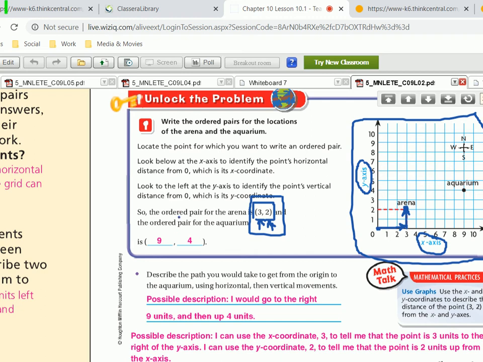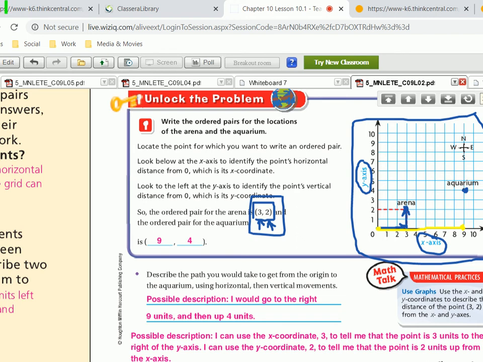Okay, next it wants us to describe the point aquarium. How can we determine the location of the aquarium here? Firstly, you have to move from 0. So let's change the color. We have to move from 0. First you move to the right, so every time firstly you move to the right, then go up. So move to the right to the number below the aquarium. The number below it is 9, so stop at 9.